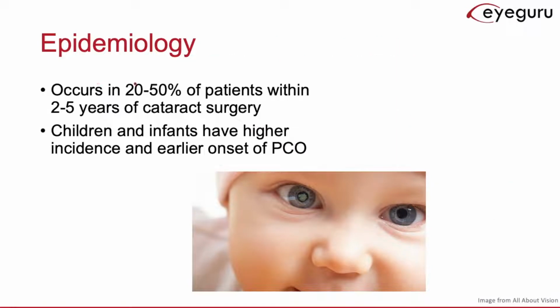Some studies report that anywhere from 20% to 50% of patients will develop a PCO within 2 to 5 years of cataract surgery. In children, that rate is even higher, and it's estimated that up to 100% of children and infants after cataract surgery will go on to develop a PCO.